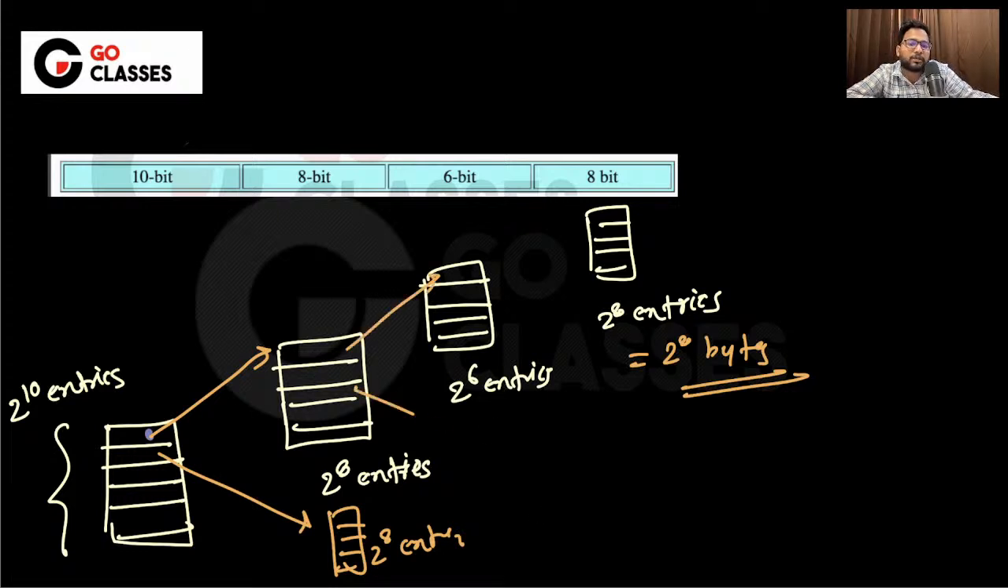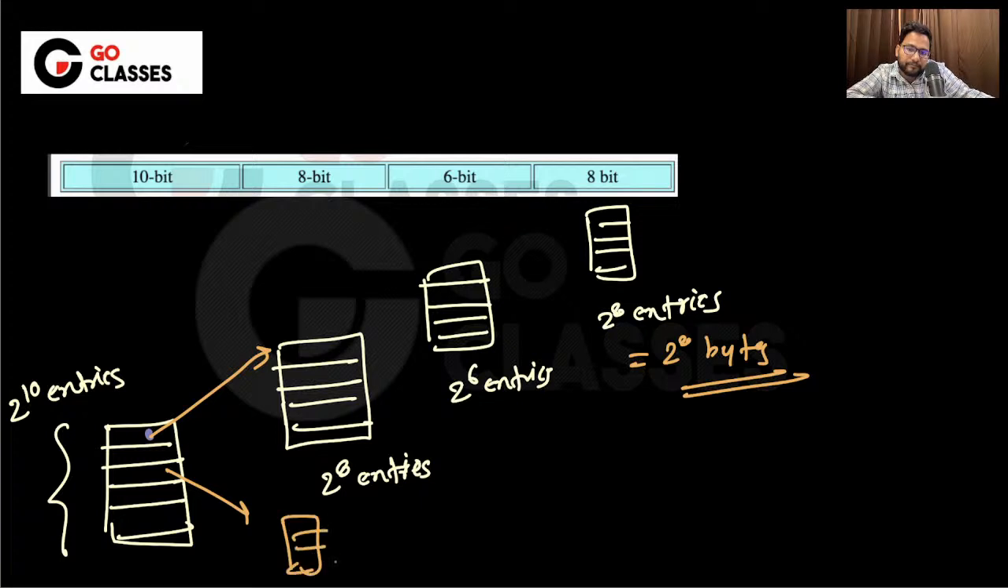This will be pointing to another chunk of 2 power 6 entries, and so on, right? So let me make the diagram a little more clear. See what will happen. This will point to another chunk of 2 power 8 entries. Everyone here will be pointing to 2 power 6 entries, and so on, right?